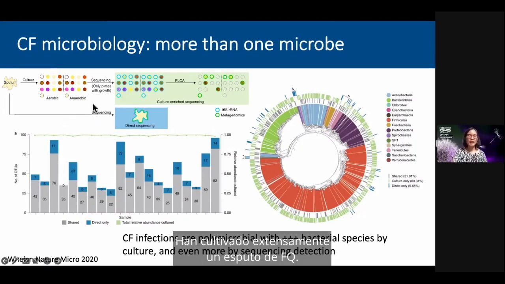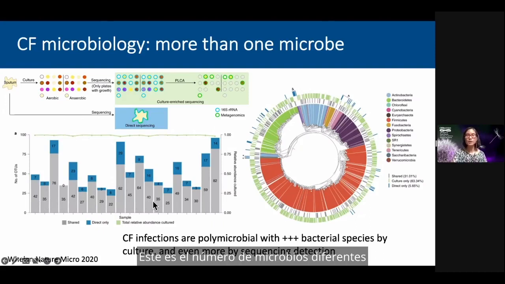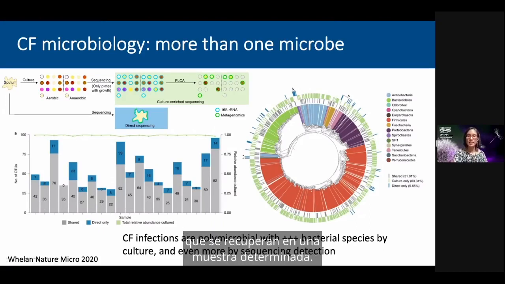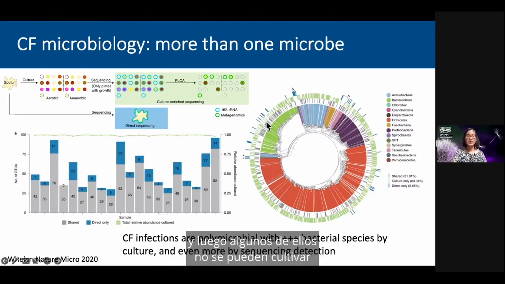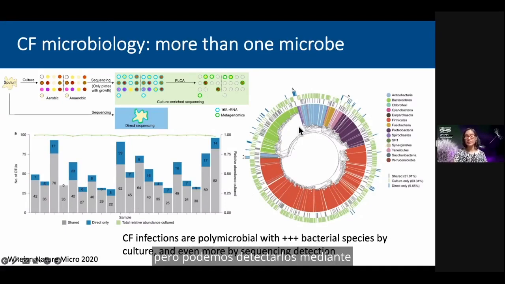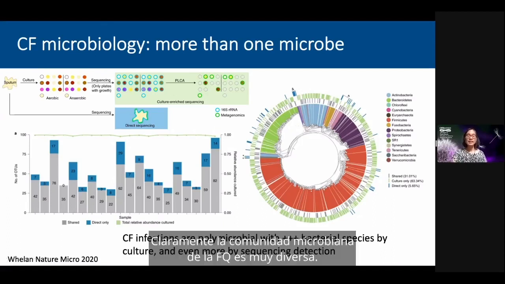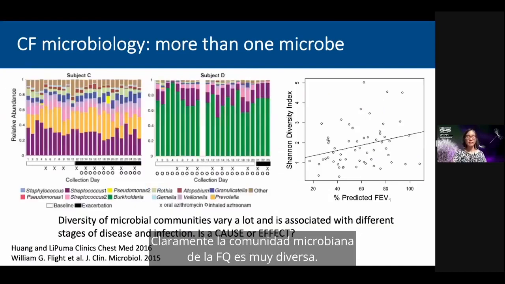They've cultured extensively CF sputum, and the numbers here, what you can see is 40, 60, 70. This is the number of different microbes that are recovered in a given sample. Every single patient has dozens and dozens of different types of bacteria. And you can see here, based on the color, how diverse they are. Many of them can be cultured, and some of them are unculturable, but we can detect them by genetic sequencing methods. So clearly, the CF microbial community is very diverse.